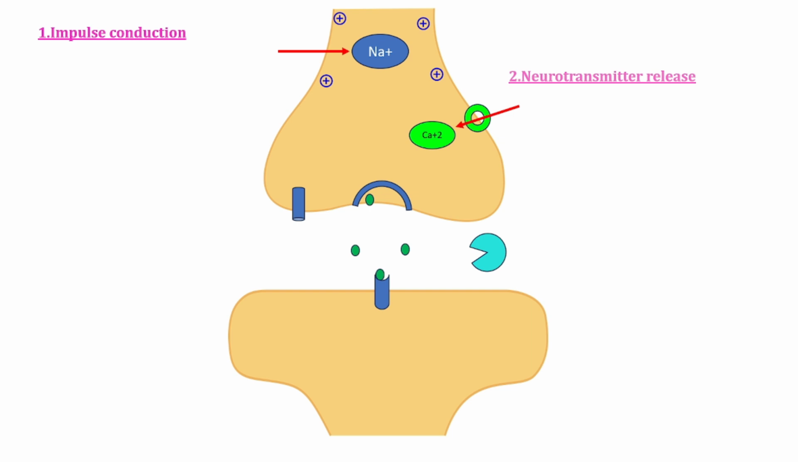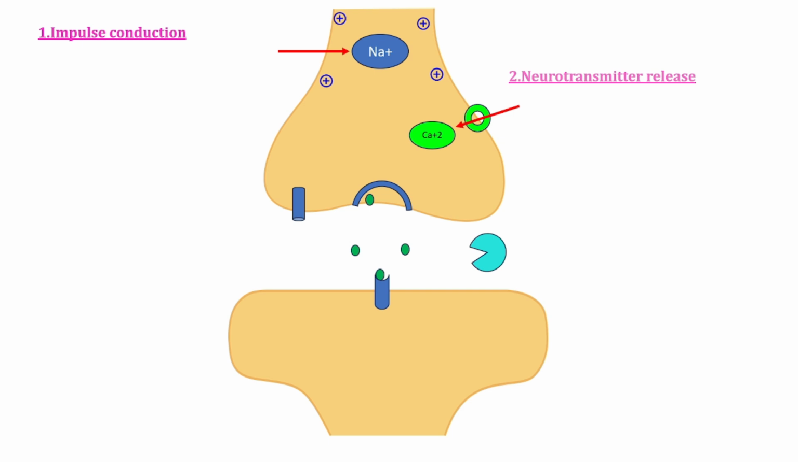Whatever neurotransmitter is released will come and bind to the receptor that is present on the post junctional membrane. Now, neurotransmitters are of two types. One is excitatory neurotransmitter, another one is inhibitory neurotransmitter.